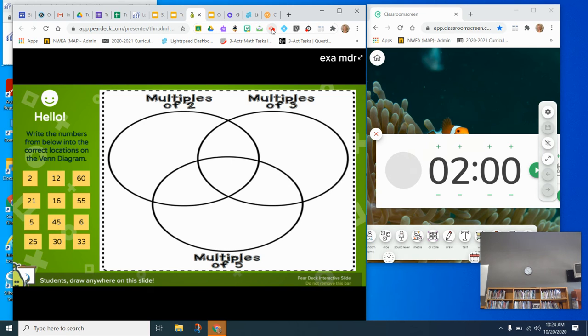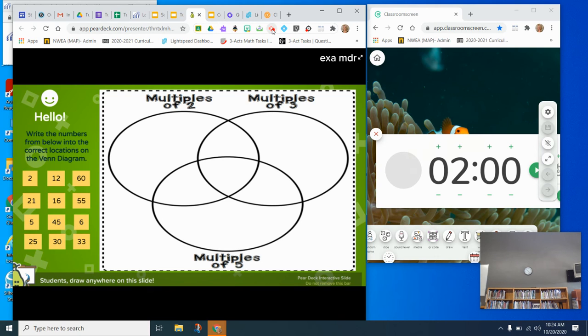What goes in this little part? If they share 2 and 3 as a factor, then they go in there. What goes on this little part? Multiples of 3 and 5. What goes over here? Multiples of 2 and 5. And then in the center, that would be if it's a multiple of 2, 3, and 5.